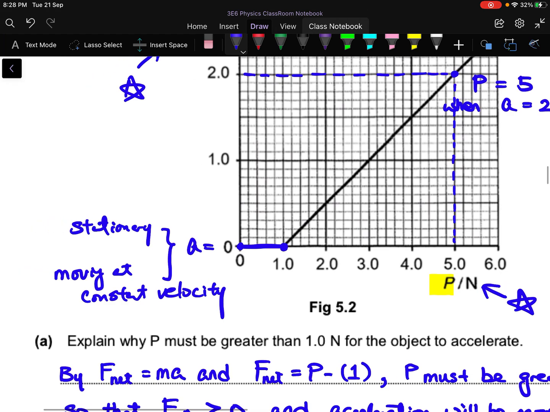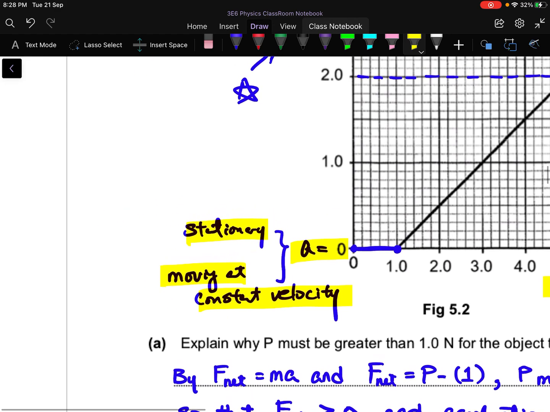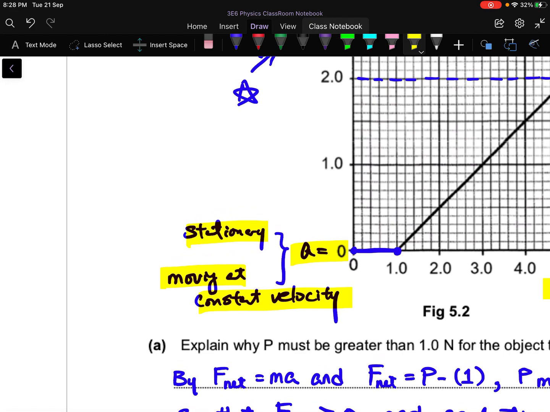Which one? A equals to 0. Does it mean that the object is stationary? Well, I would say that both of these are correct because both of these describe A equals to 0. Now to answer whether the object is stationary or not, or is it moving at constant velocity, not speed, velocity.